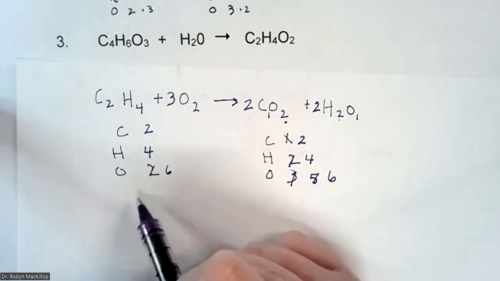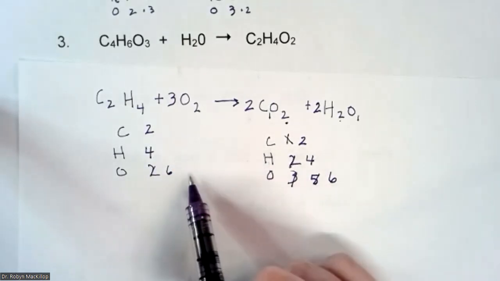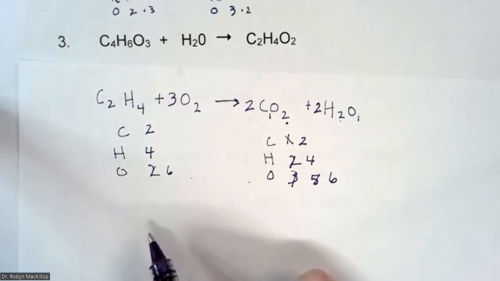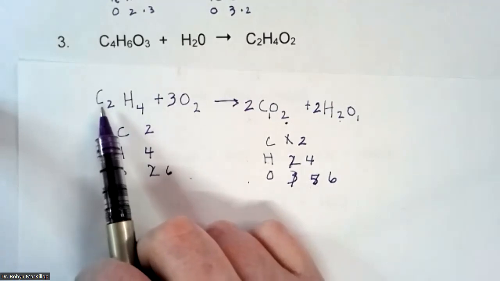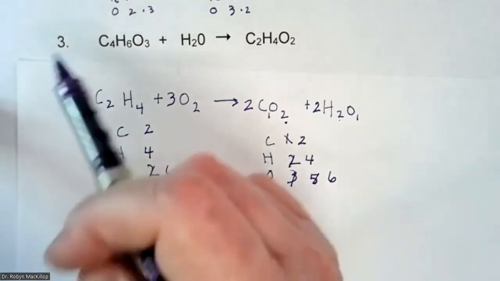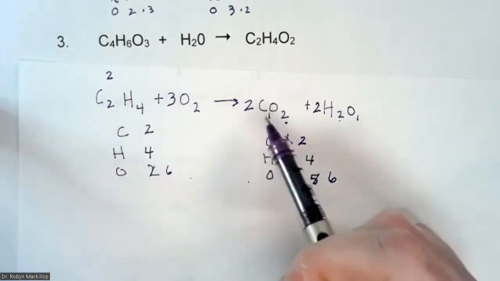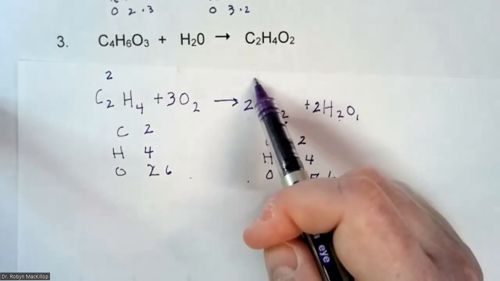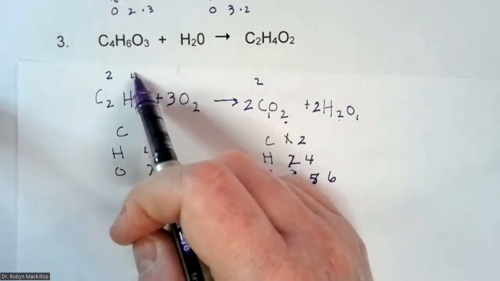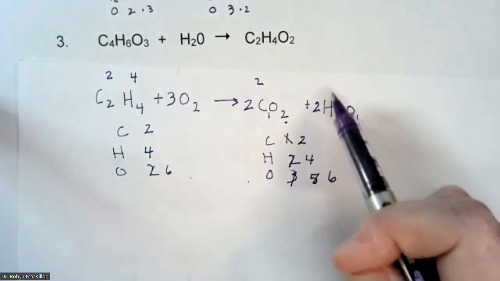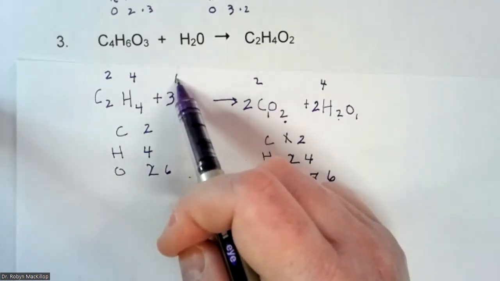3 times 2 is 6. You are now balanced: 2 and 2 C's, 4 and 4 H's, 6 and 6 O's. You can come back up here and double check, however it works for you to document it. I've got 2 C's. I've got 4 H's, 2 times 2. I've got 6 O's.